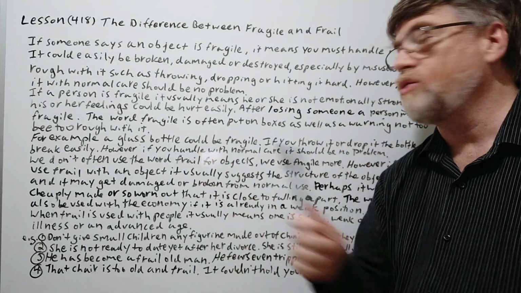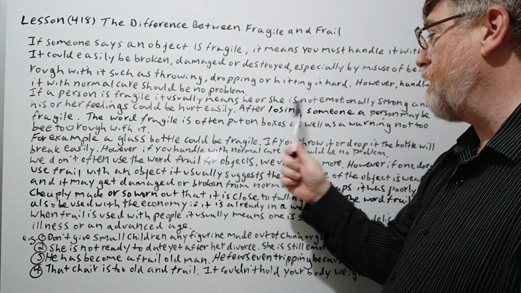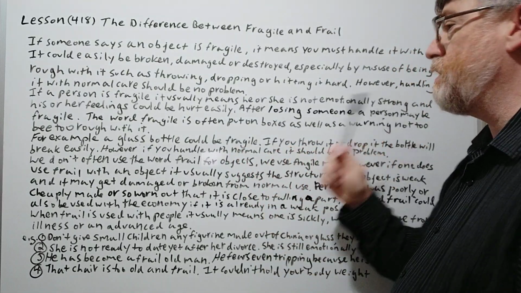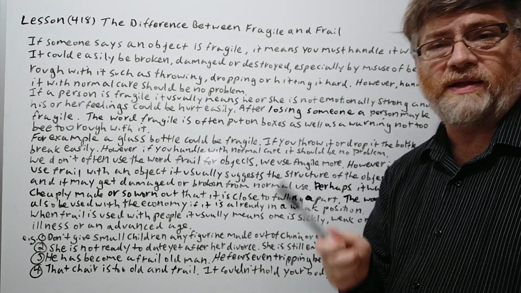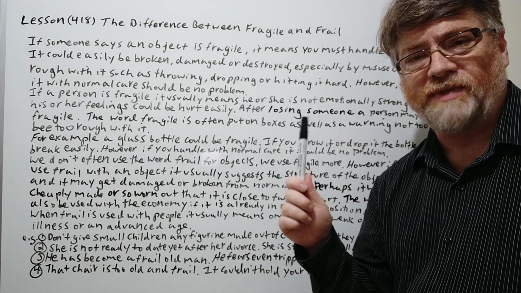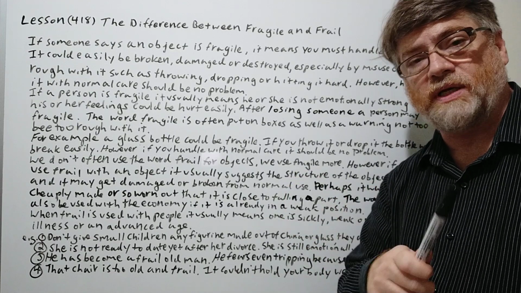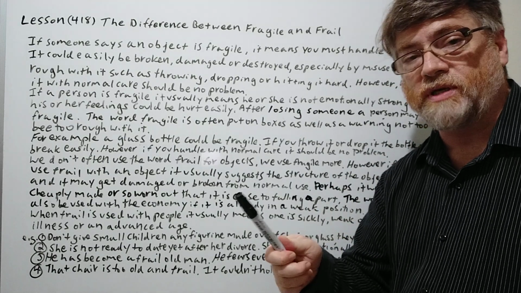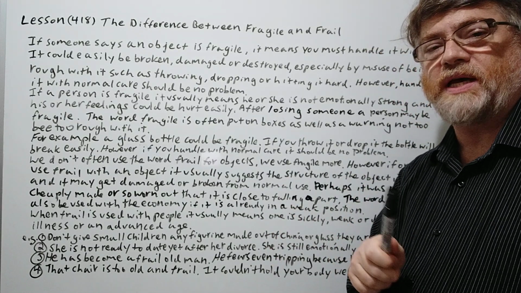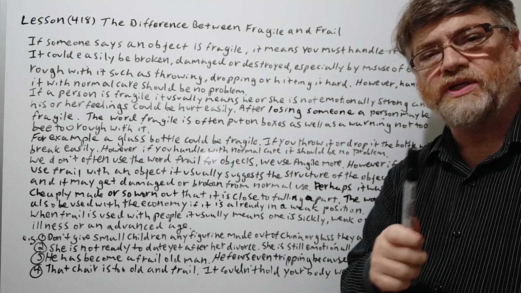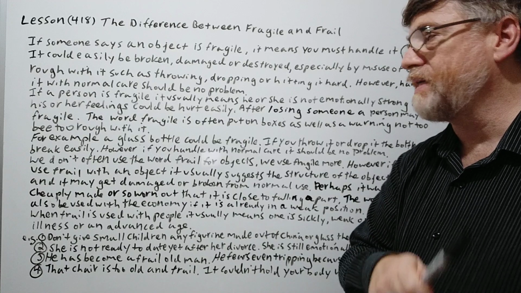If a person is fragile, it usually means he or she is not emotionally strong, and his or her feelings could easily be hurt. After losing someone, a person may be fragile. Maybe a breakup. We might say that the person is fragile after that, or possibly if they lost someone close, like someone died, their emotions could be very fragile after that. So when we say a person is fragile, it's usually their emotions, and they're more sensitive and things like that.